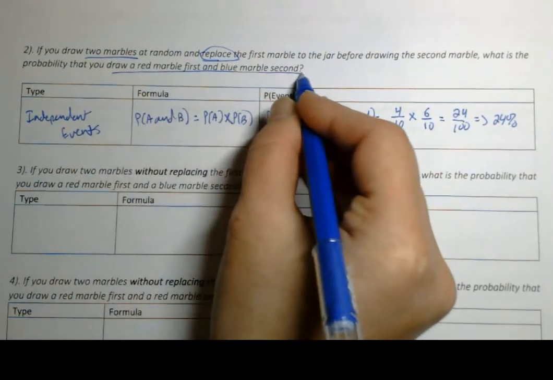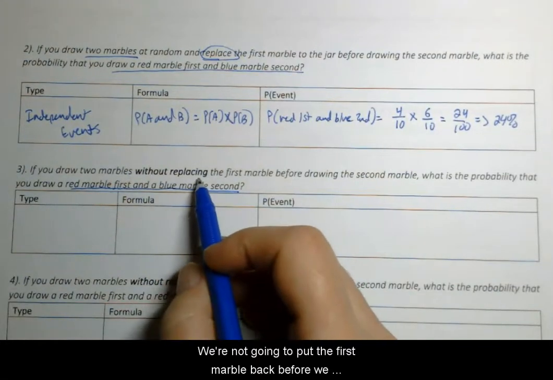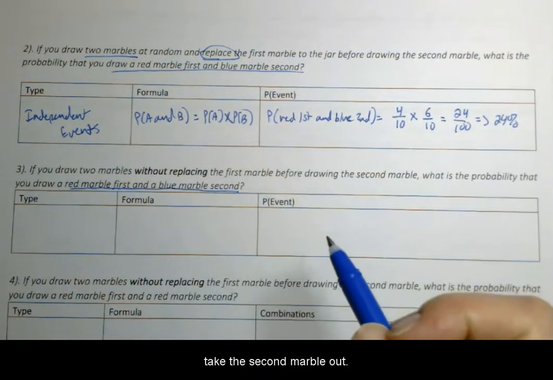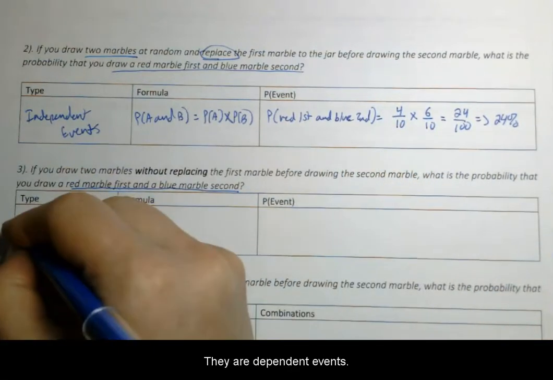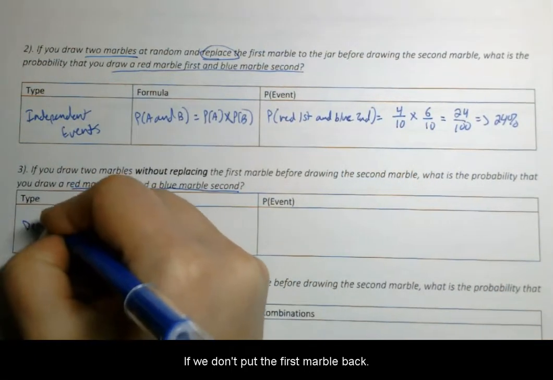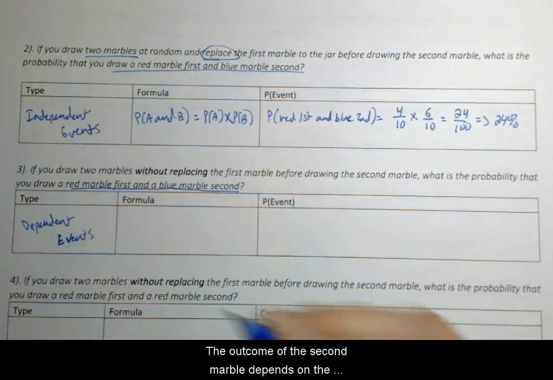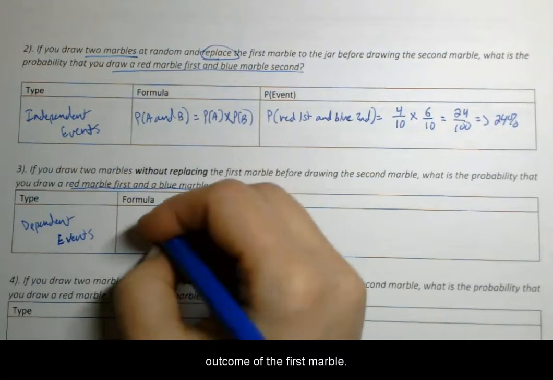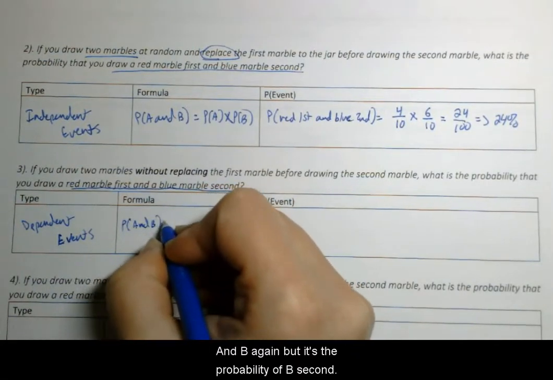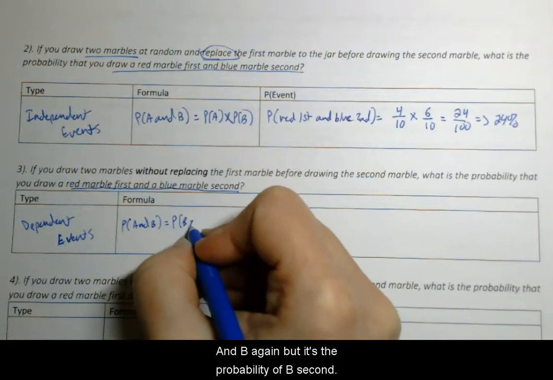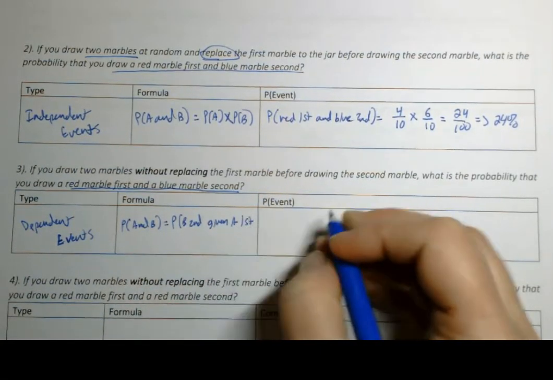So it's the same question. The only difference is now we're not going to put the first marble back before we take the second marble out. So now the events are no longer independent. They're dependent events because we don't put the first marble back. So if we don't put the first marble back, the outcome of the second marble depends on the outcome of the first marble. So it's the probability of A and B again, but it's the probability of B second given A first.